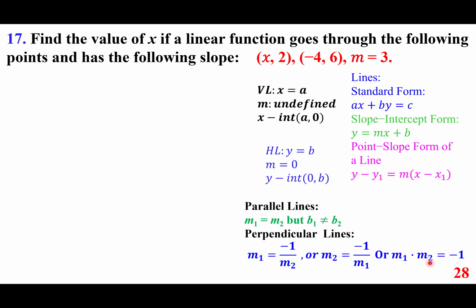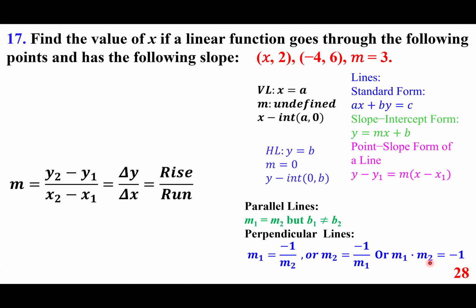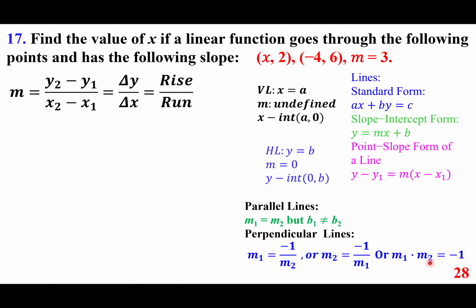I hope everybody is okay with that. Just reminding you of that. And therefore, again, the slope is rise over run: y sub 2 minus y sub 1 over x sub 2 minus x sub 1, or delta y over delta x, or rise over run. This is extremely important for the next course, so you want to really be comfortable with that.